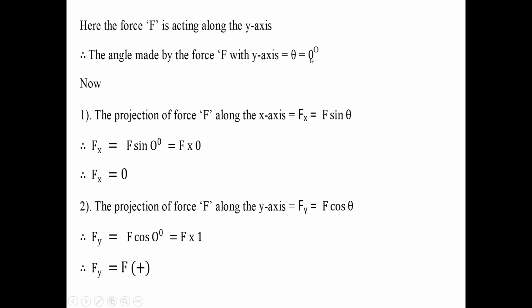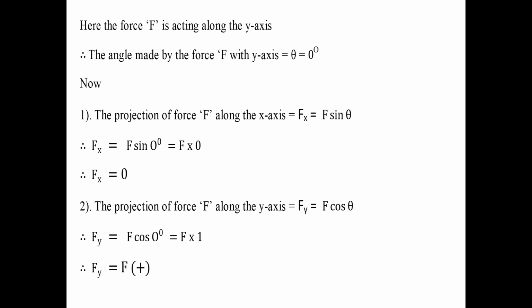Here this theta is 0 degrees. Substitute that theta 0 degrees. So Fx is equal to F sin 0 degrees. Sin 0 is 0. So it is F into 0. So you will get Fx is equal to 0. What is the Fx? X-axis projection is equal to 0. Fx becomes 0 when the force F is acting along the y-axis. The projection Fx is 0 when the force F is acting along the y-axis.